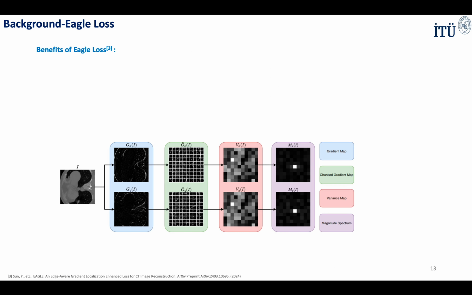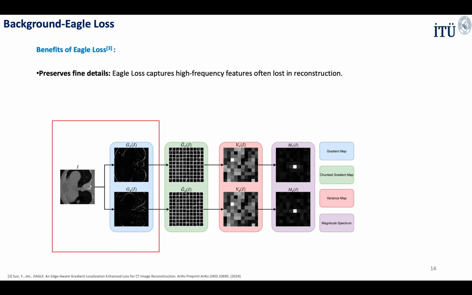Background: Ego loss. Benefits of ego loss: preserves fine details. As shown in the first part of the diagram, ego loss starts with generating the gradient map, which helps in capturing fine details that are often lost in conventional reconstruction methods. These gradient maps highlight the high-frequency information, ensuring important structural details are retained.